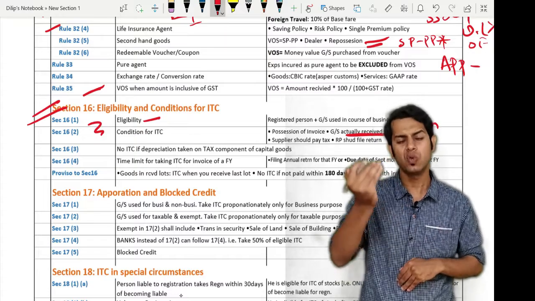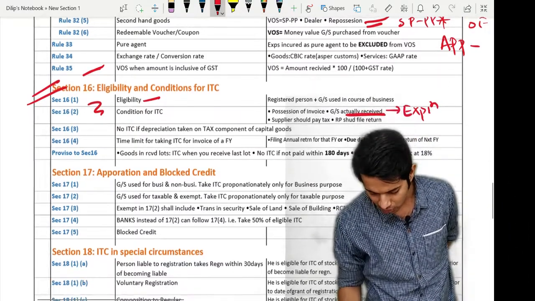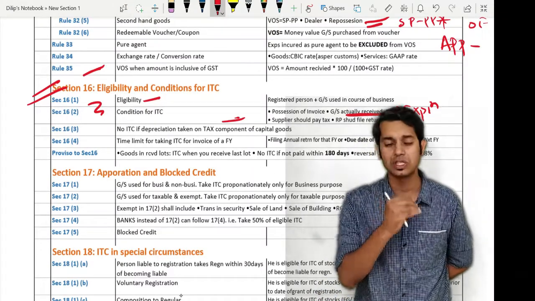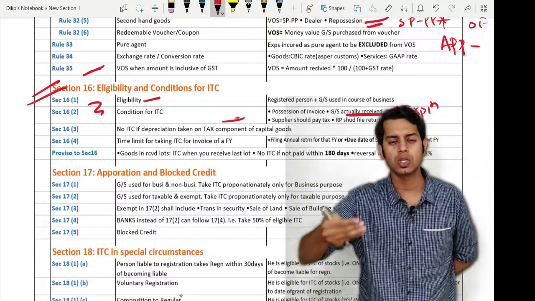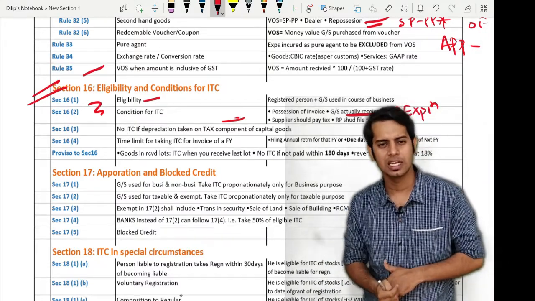It will be deemed that the goods have been actually received by the registered person once the third person receives the goods. Then there are provisos for section 16 subsection 2, which say that if the goods are received in lots or installments, then ITC can be taken only when you receive the last lot or last installment.